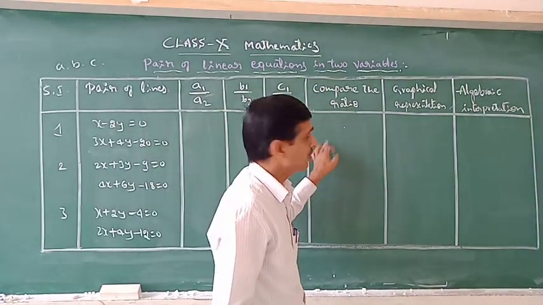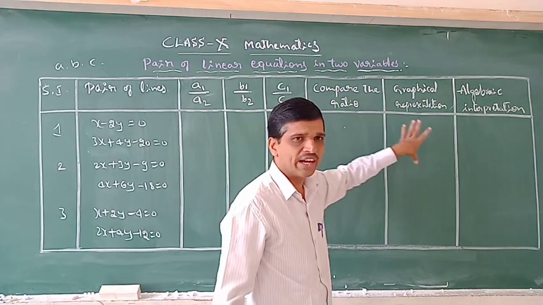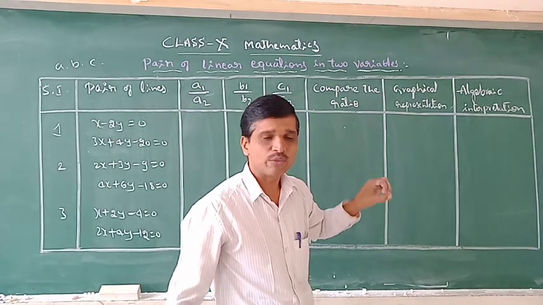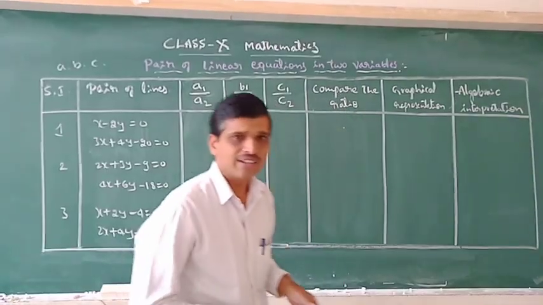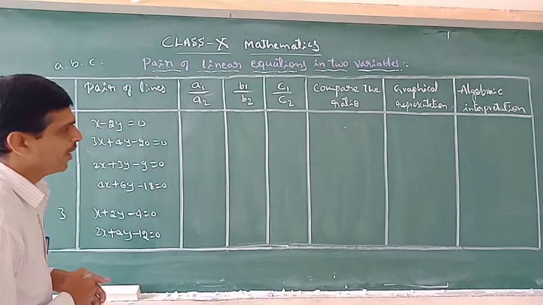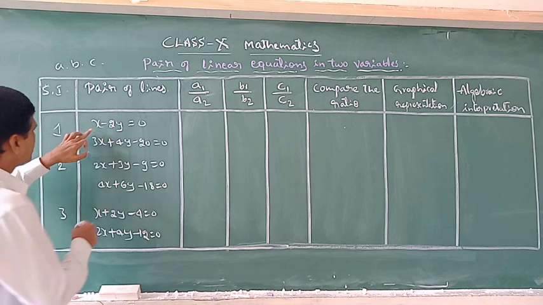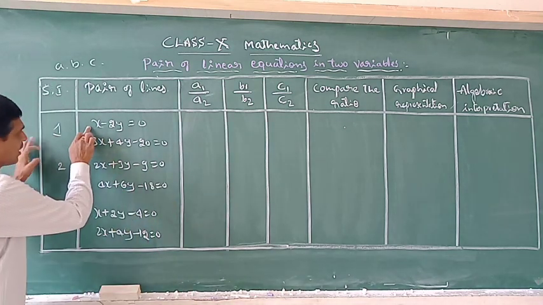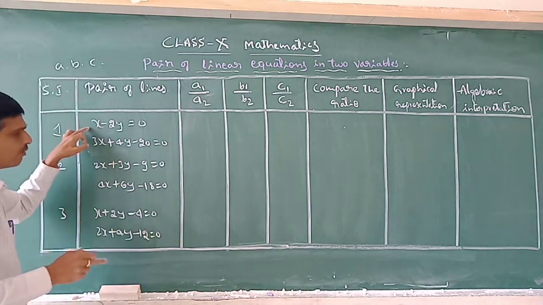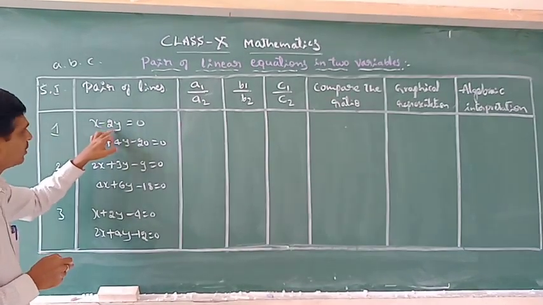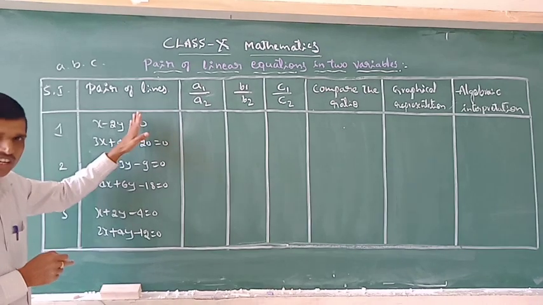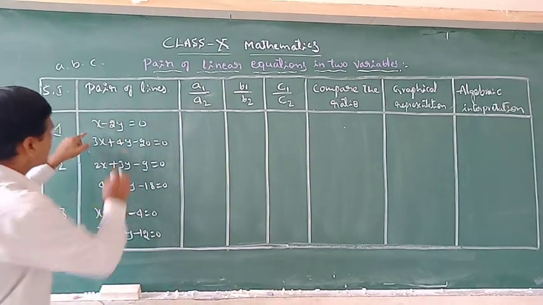Comparing the ratios, on comparison you will get some idea: which lines are represented, what kind of property they have, and how to interpret them by the algebraic method. In the same way, consider their coefficients. Here x and y are variables and their coefficients are a and b. If any other constant or real number is there, consider that as c.